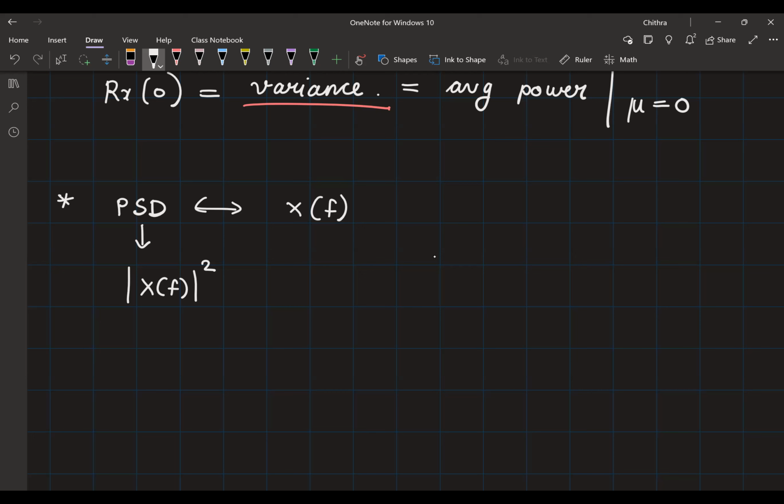Okay. Then it turns out thermal noise, what kind of process is it? Is it stationary, non-stationary? So this is a wide sense stationary process. Okay, any comments on flicker noise?